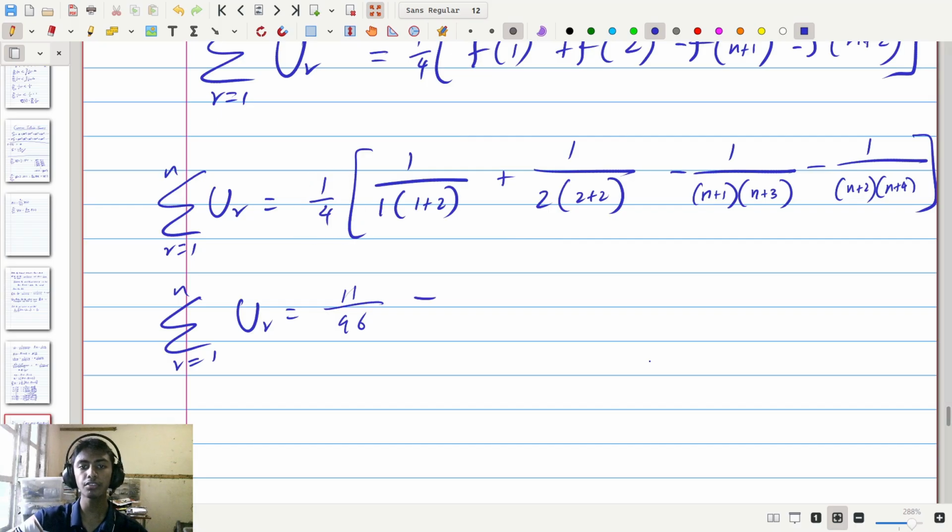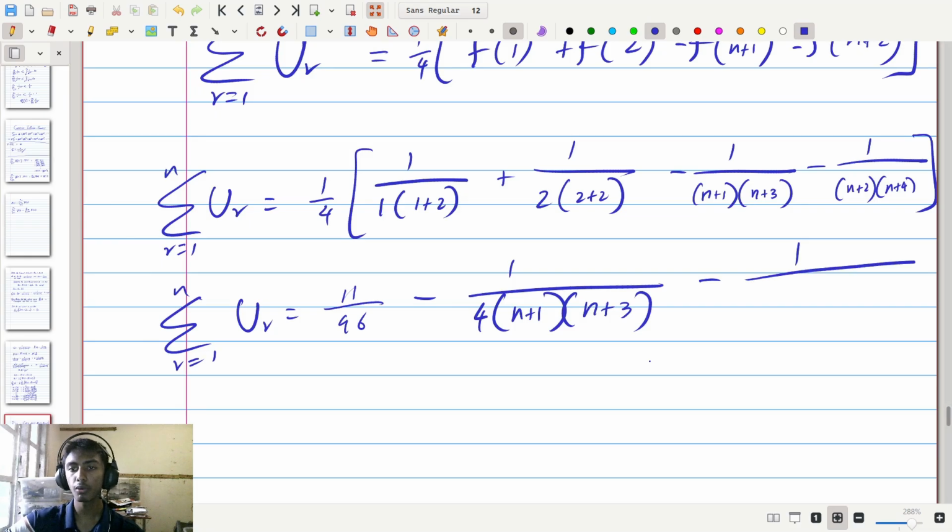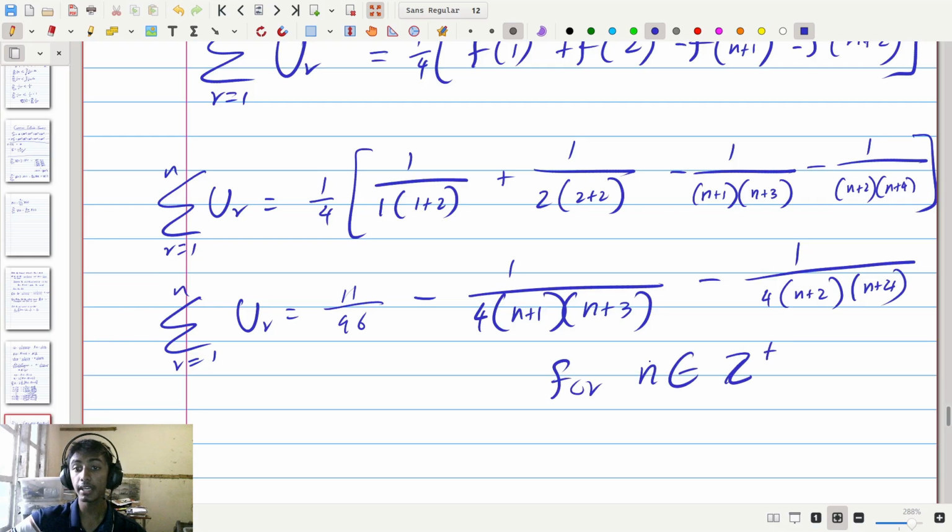And then we get a minus 1 over, this 1/4 goes in as 4 times (n plus 1) times (n plus 3), and then on the other part this 1/4 goes in as 4 times (n plus 2) times (n plus 4), and this is of course for values of n which are elements of the positive integers, as the question said. So therefore we've proven that this sum from r equals 1 up to n of u of r is 11 over 96 minus 1 over 4(n plus 1)(n plus 3) minus 1 over 4(n plus 2)(n plus 4).